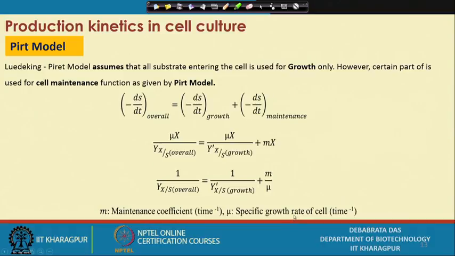Now, next is the Pirt equation. The Pirt equation is an equation where, when cells grow, some of the substrate is used for cell maintenance. Now, what do you mean by cell maintenance?